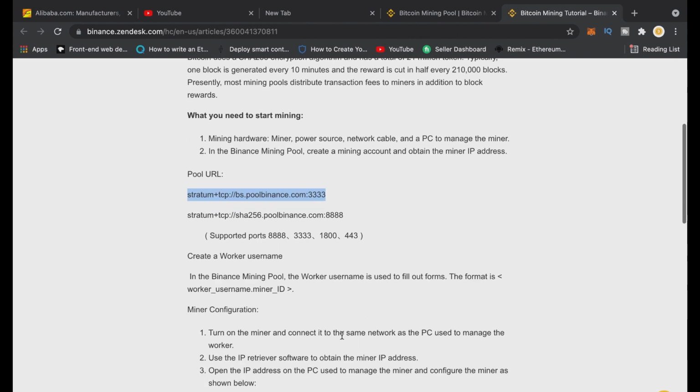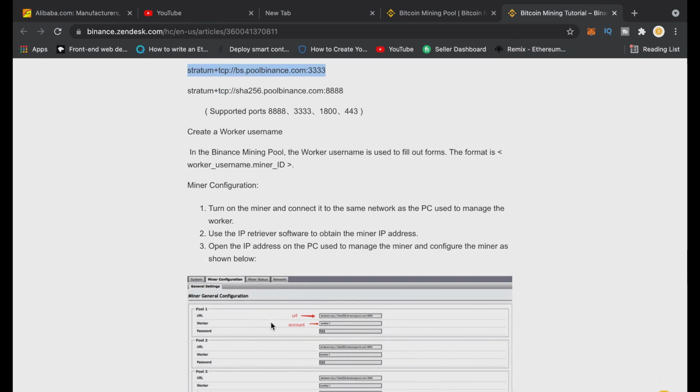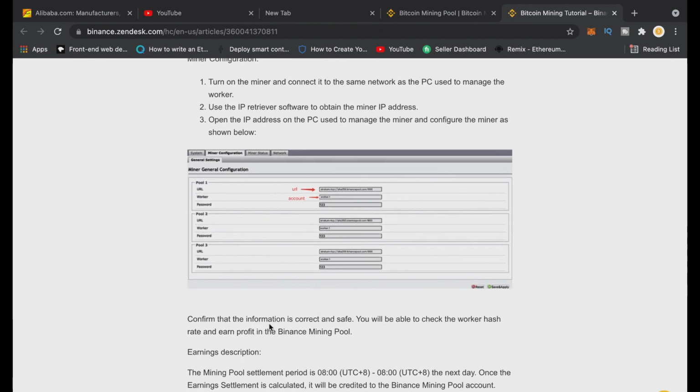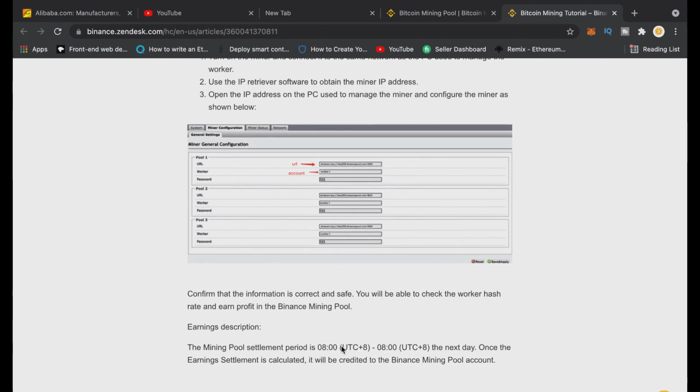So now this is for people who wish to mine, you understand? You can just do the configuration here. Turn on the miner, connect it to the same network as the PC used to manage the worker, and use the IP retriever software to obtain the miner IP address. You understand? So you can just put in details and confirm that the information is correct.